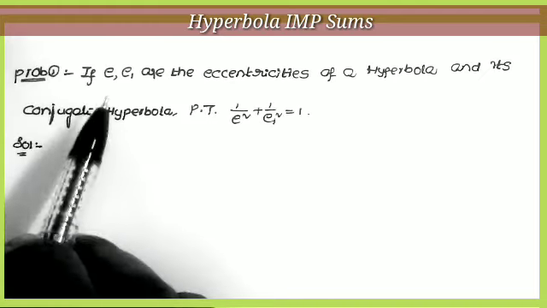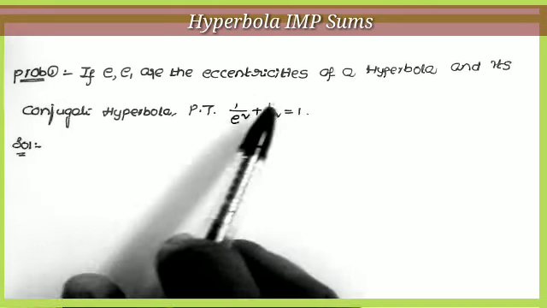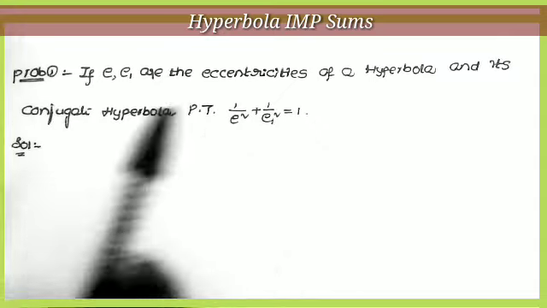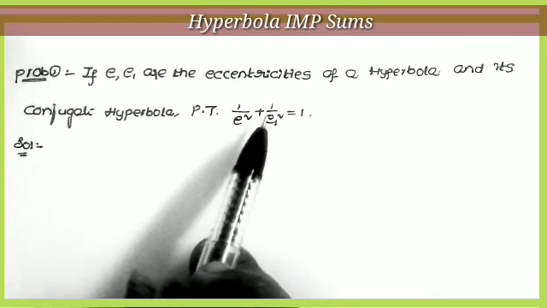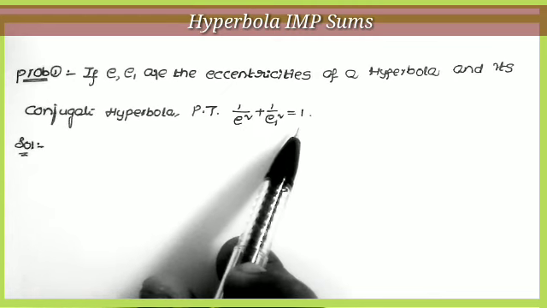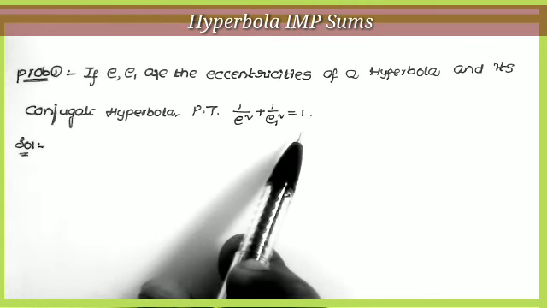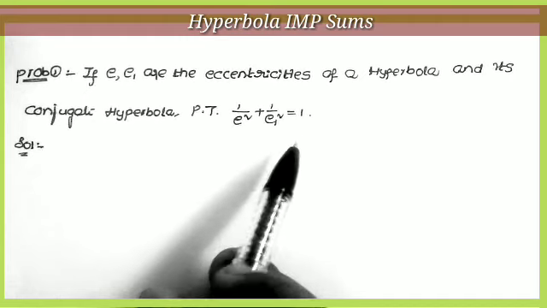The first problem: if e and e1 are the eccentricities of a hyperbola and its conjugate hyperbola, then prove that 1 by e square plus 1 by e1 square is equal to 1. Very easy question and very important question.